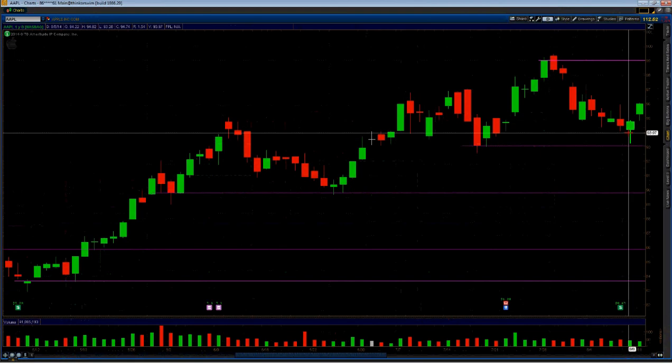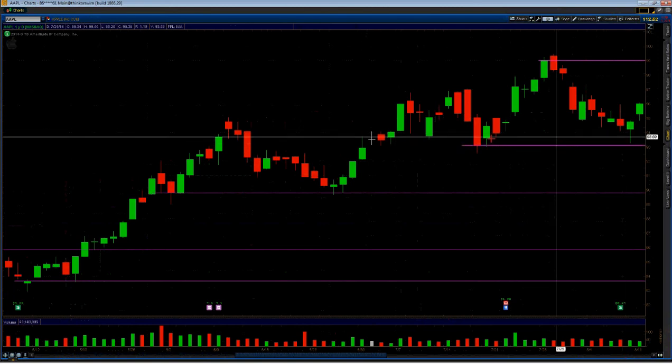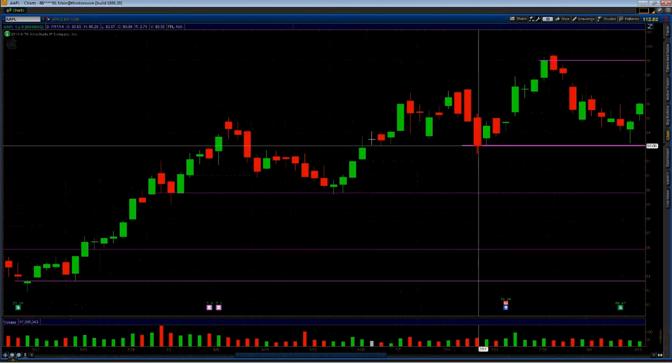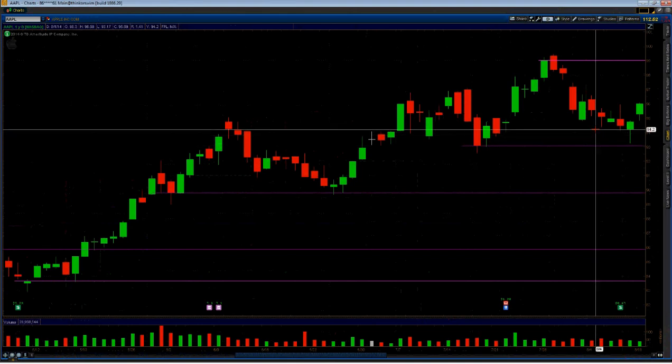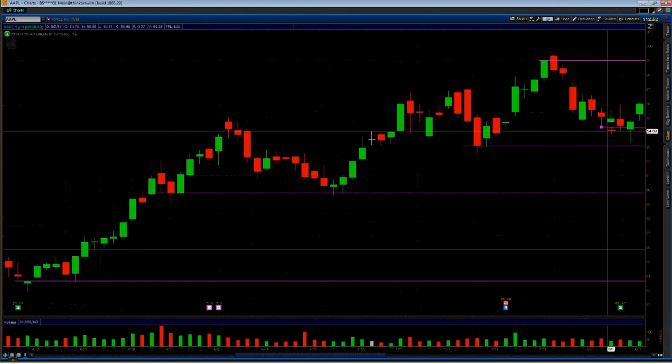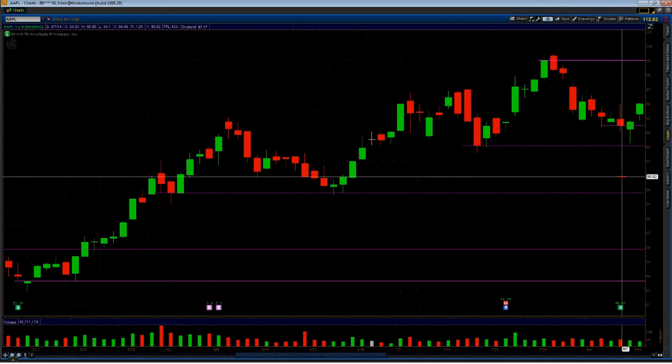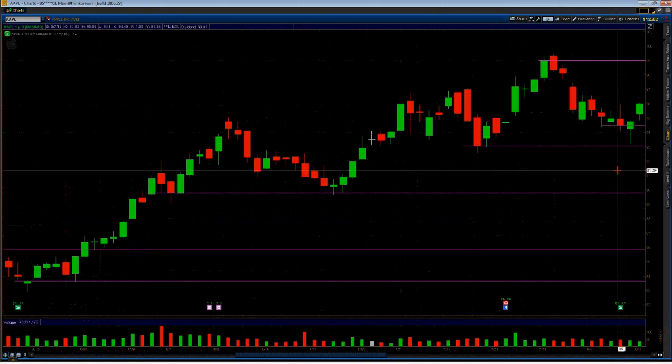Now, would we be buying calls here? Absolutely not. And the reason is because at best it retested a swing low, not a swing high. If it retests a swing high, I'll buy. If it retests a swing low, I won't buy. And let me tell you why.